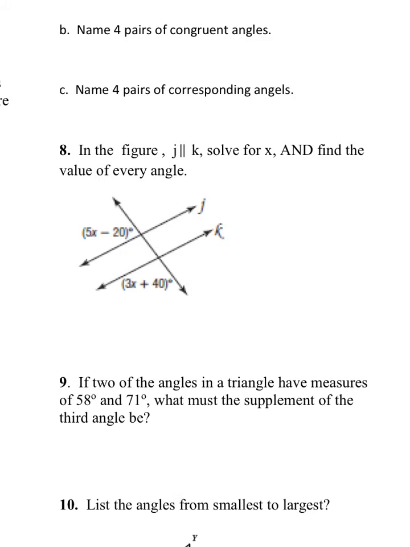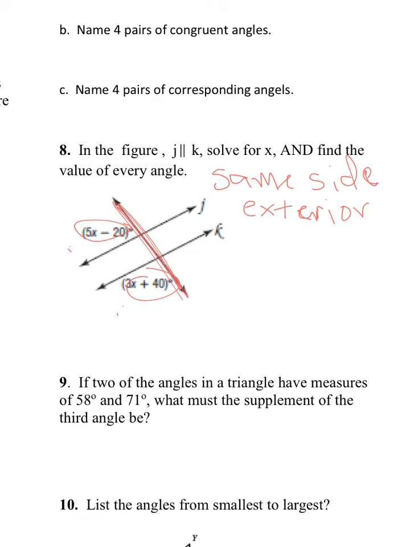Number 8. In the figure, J is parallel to K. Solve for x and find the value of every angle. So here's the one we're used to, two parallel lines, one transversal. These two angles right here are what we call same side exterior. If you said consecutive interior, I wouldn't really care, but technically consecutive means they are next to each other. So this means that they are on the same side of this transversal. They're both over here. And exterior, of course, means they're outside the two lines.